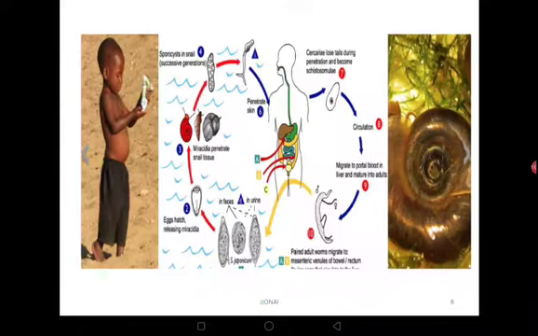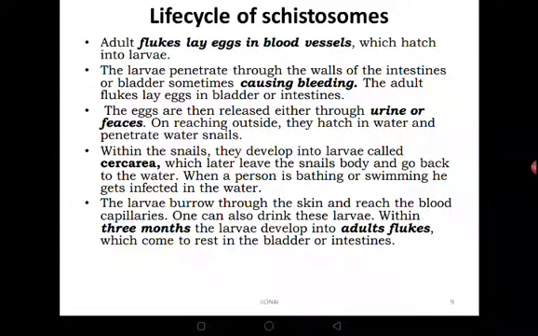So we are going to look briefly at the life cycle of the schistosomes. Now, these adult flukes lay eggs in the blood vessels, which hatch into larvae. So they lay eggs in the blood vessels, and then these eggs hatch into the what? Into larvae, the second stage of development. And these larvae penetrate through the walls of the intestines or bladder, sometimes causing bleeding.